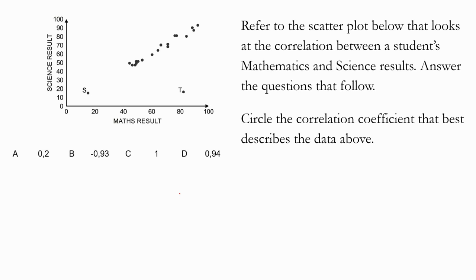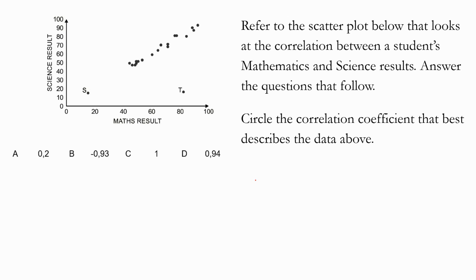Right, we are doing question 7D1 now. Refer to the scatter plot below, or should be alongside, that looks at the correlation between a student's mathematics and science results. Answer the questions that follow. Circle the correlation coefficient that best describes the data above. So is it 0,2 or negative 0,93 or 1 or D, which is 0,94? Which one is which here?